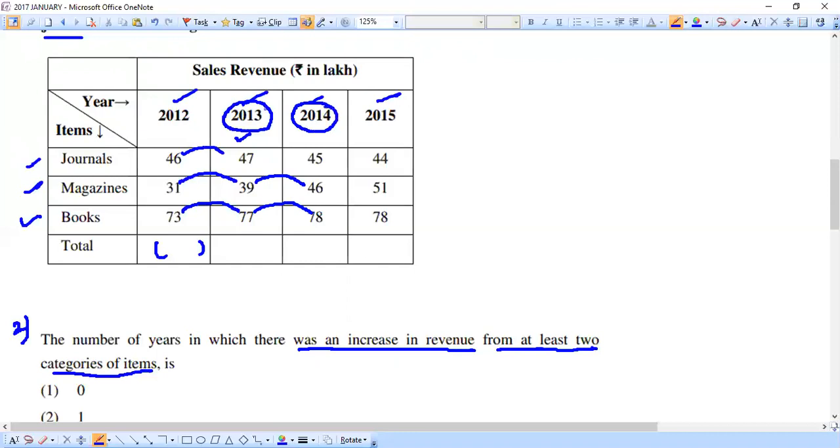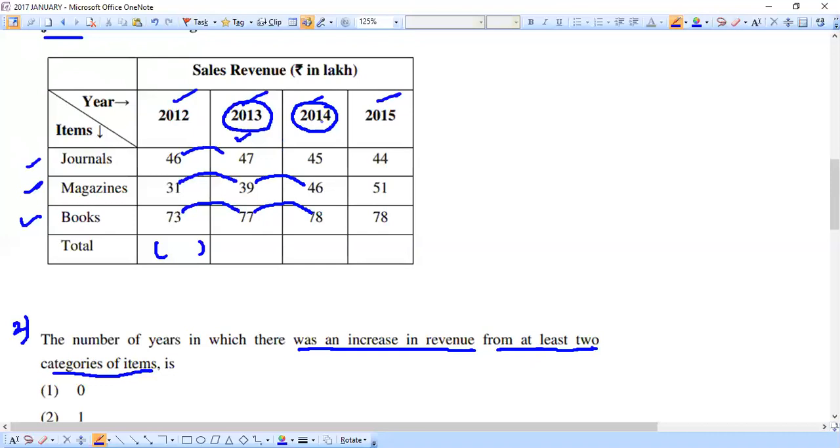Why? Because they have asked for at least two categories. Out of three, we have got two categories, right? At least two means it should be two categories or more than two. So 2012 to 13 works, with more than two categories. And 2013 to 14 increases in exactly two, but no matter, they have just asked for at least two. It is satisfying, so we can take 2014 into account also.